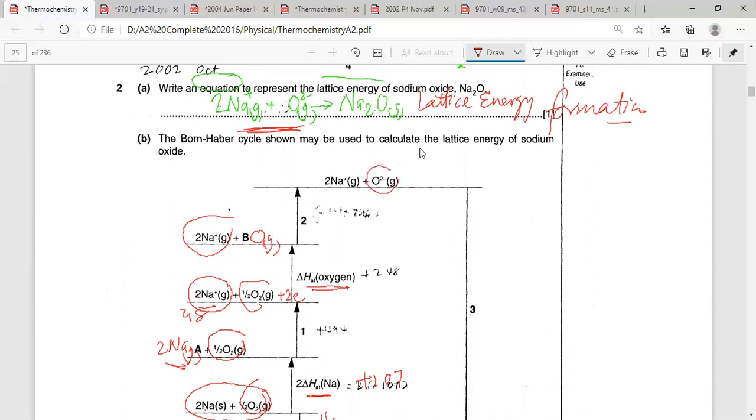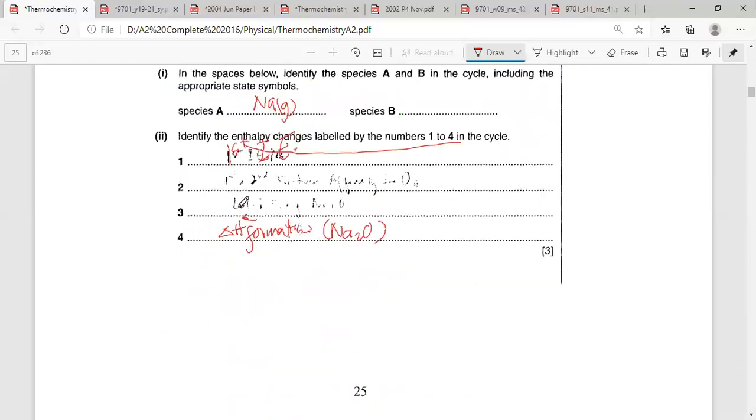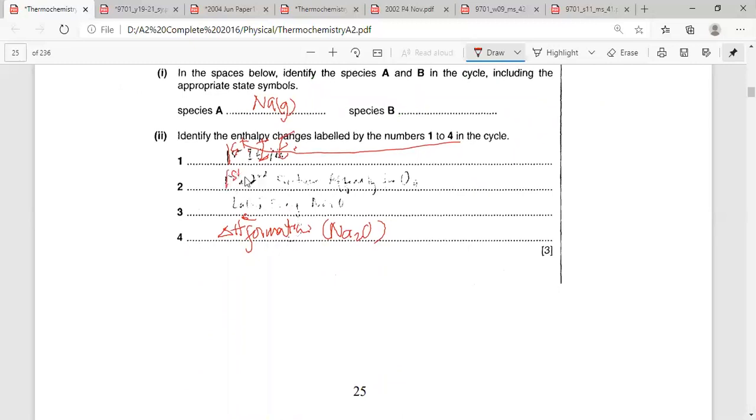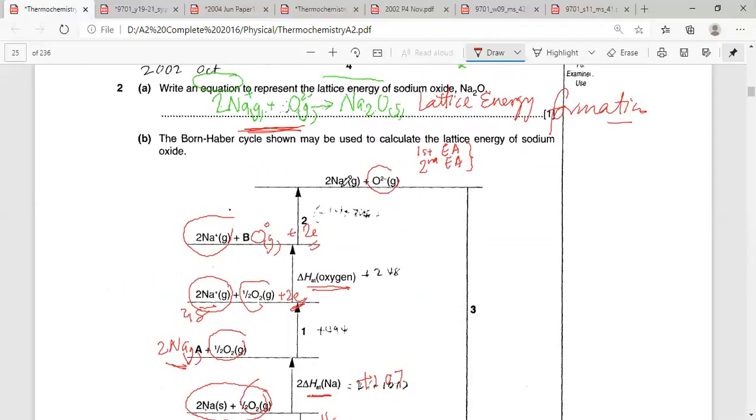Now from here to here, this is the first electron affinity and second, both combined, because it is 2 minus. The oxygen will accept 2 electrons from your sodium. You see given down here, they say 2 here, 2 here, 2 here. So I got here the first and second electron affinity. Now it's all ready.